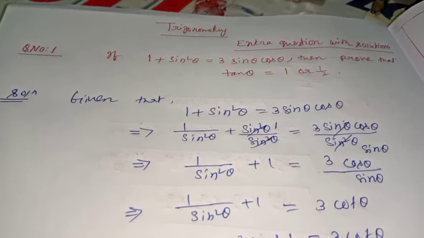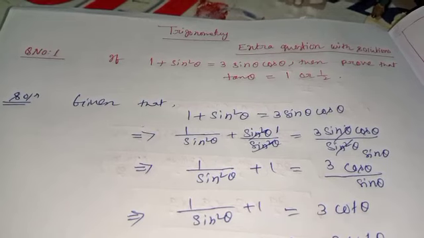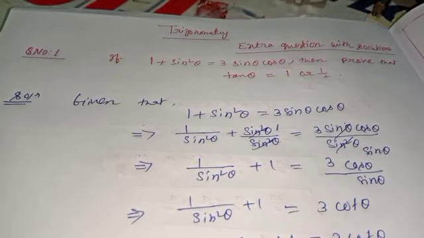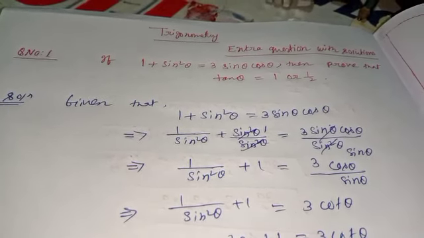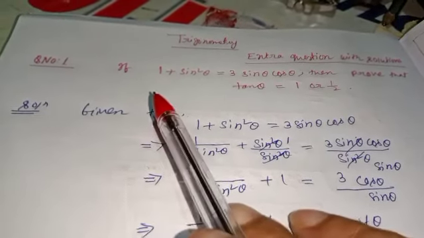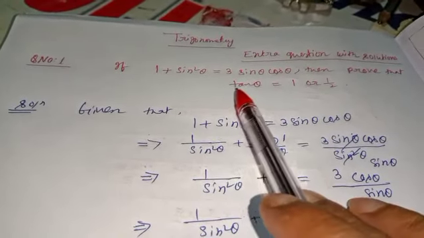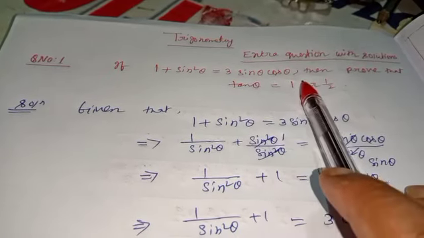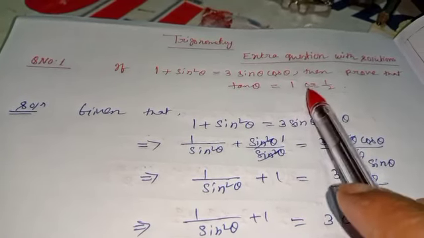Understood? So today I'm going to discuss some extra questions from trigonometry, and these questions are very important for the board exam. Question number one: if 1 plus sin square theta is equal to 3 sin theta cos theta, then prove that tan theta is equal to 1 or half.